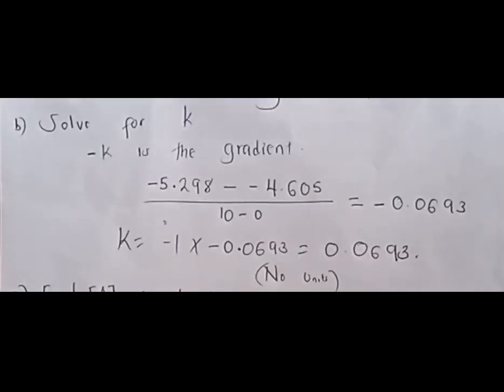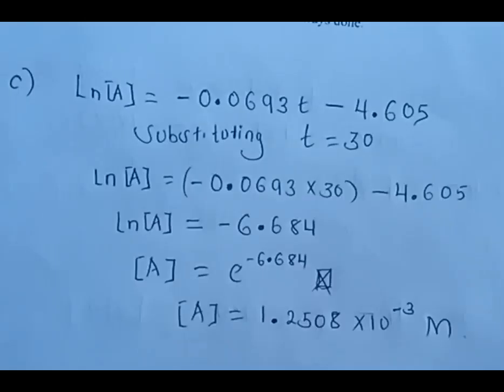Okay, moving to part B, it's asking to solve for K. Now, because negative K is the gradient, we get first negative K, then we multiply this by negative 1 to obtain now positive K. And because K is kind of a ratio, a comparison, it has no units.